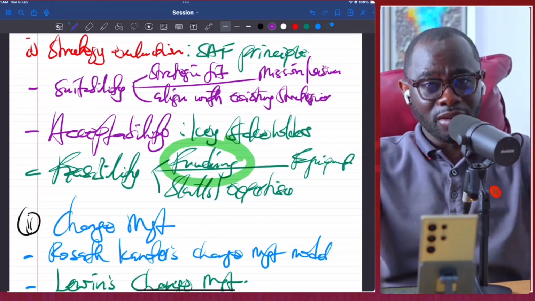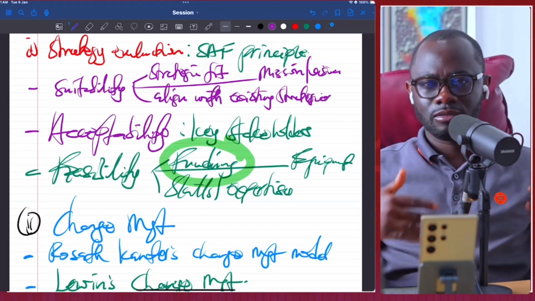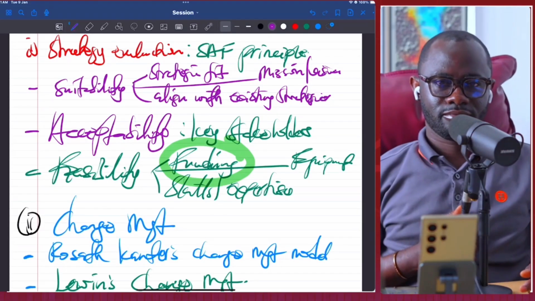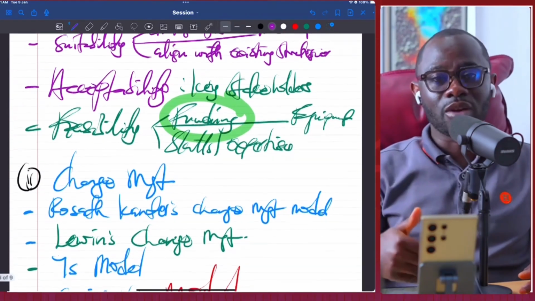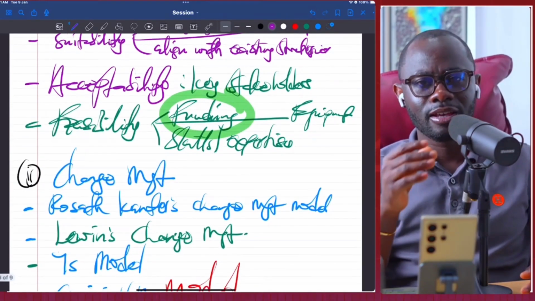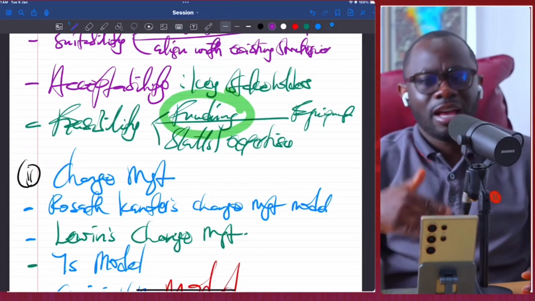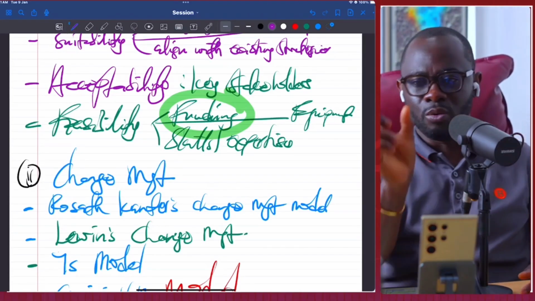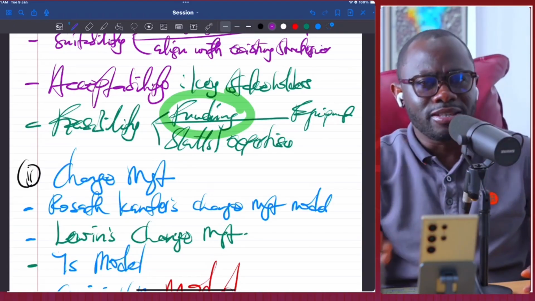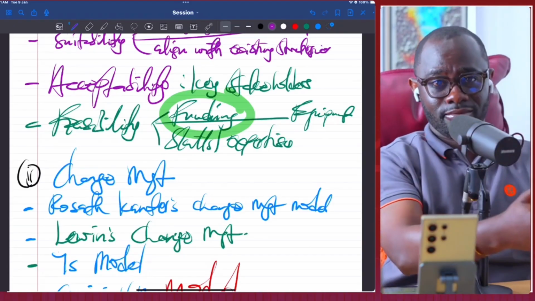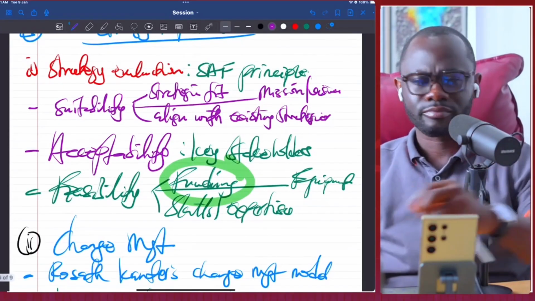Then acceptability. How will the key stakeholders of the entity react to the strategy? That is acceptability. And then the last one is feasibility. A strategy may be suitable and everybody accepts it, but can we do it? Do we have the funding? Do we have the equipment? Do we have the skills? Do we have the expertise for the strategy? That is what we mean by the SAF principle.